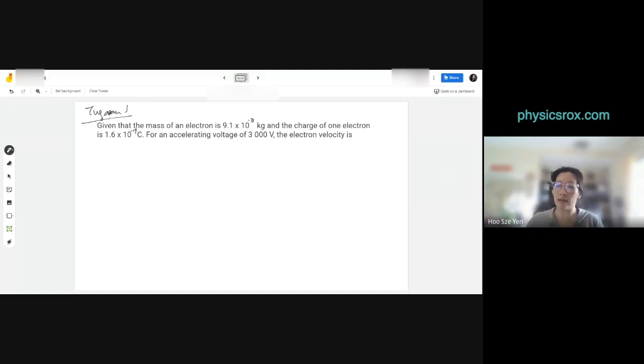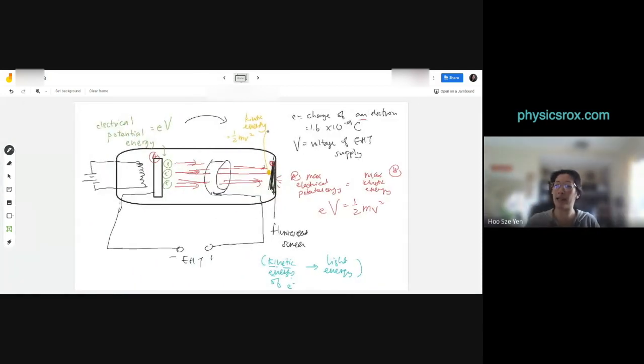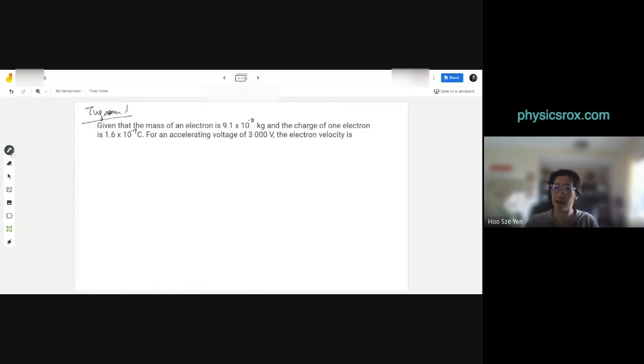So obviously, after all that rigmarole, 30 minutes of explaining this slide, we are going to use this formula. So EV equals half mv squared. Do you need me to show you the substitution or have you all counted already?